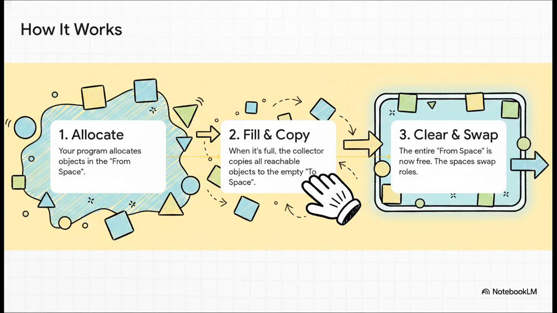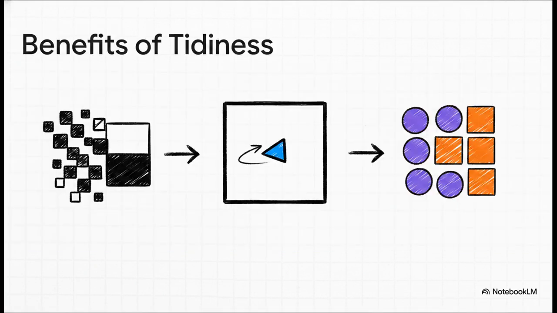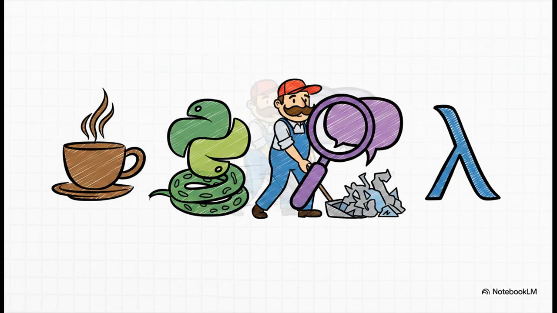It's so elegant. And this approach of tidying things up, it has some huge advantages. First off, fragmentation is just gone. You always have one big, continuous chunk of free memory, which makes allocating new objects super fast. It also tends to group related objects together, which is great for your computer's memory cache and can make your whole program run faster.